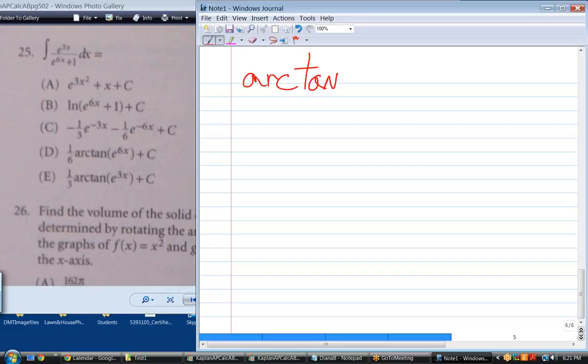Arctan of x, if that's y, then y prime is 1 over 1 plus x squared. Fairly straightforward. If it's the arctan of u, and they want dy dx, then I got to multiply this whole thing by du dx also. You get that, right?